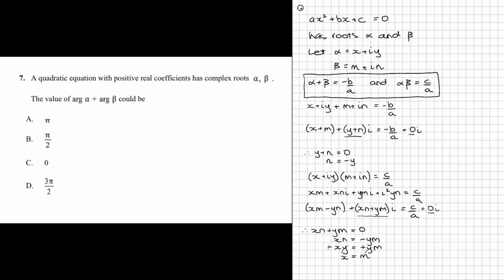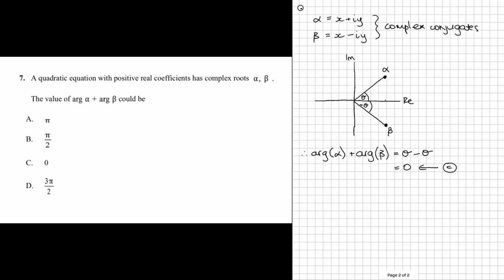And here, particularly focusing on the imaginary parts, we've been able to get some results that allowed us to get to the point where we've got complex conjugates, which then lets us realize that the sum of the arguments must be 0. So yeah, there you have it for that question.